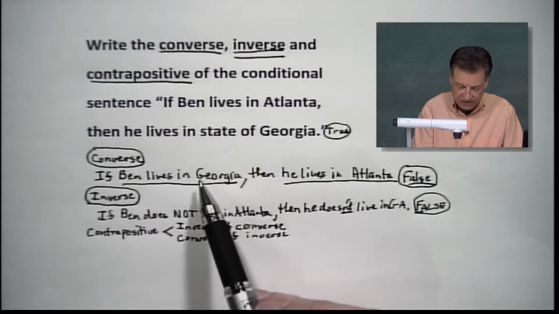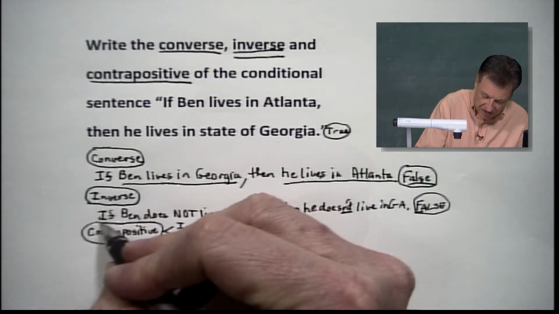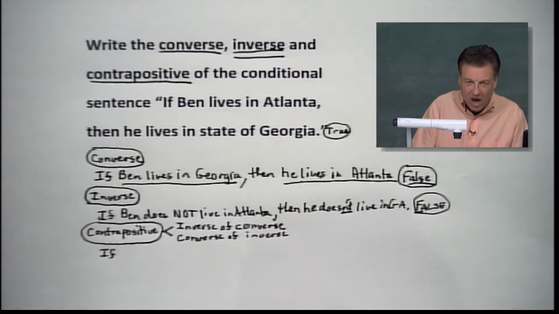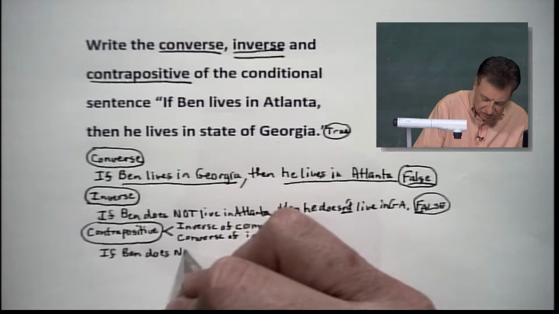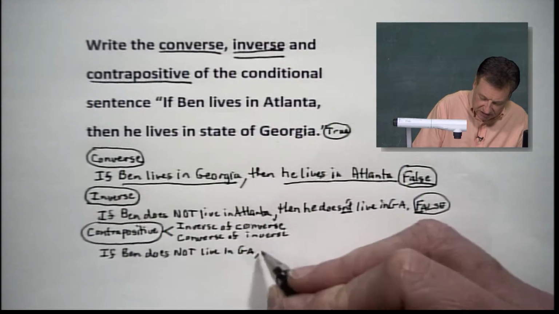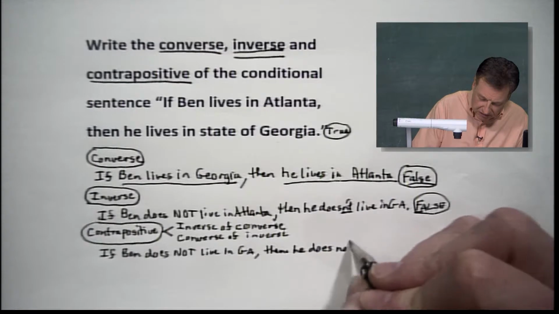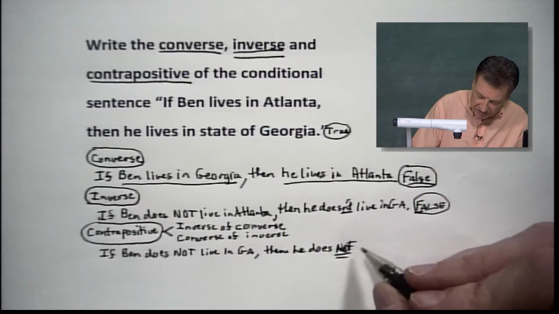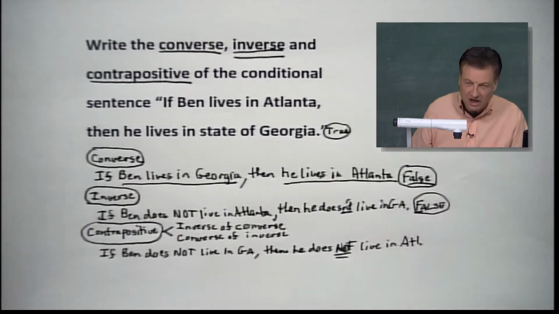We're going to start right here. So in this one, I'm going to put a little circle around it so we don't get it all confused, because there's a lot of writing on this page, isn't there? Basically, it says, if Ben doesn't live in Georgia, we'll put that not in there, then he does not, again, put that in there, oh, I can make it capitals just for you guys, NOT live in Atlanta. And I'm going to put a little abbreviation there.